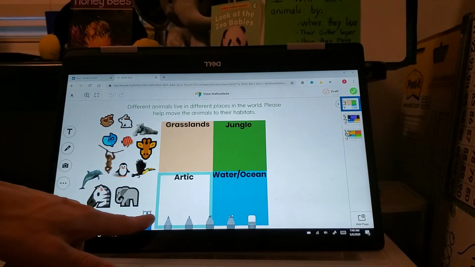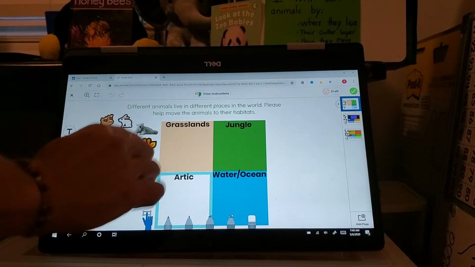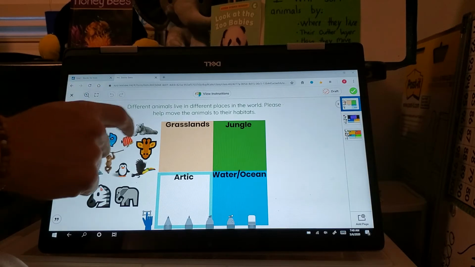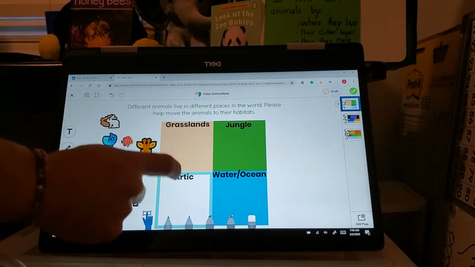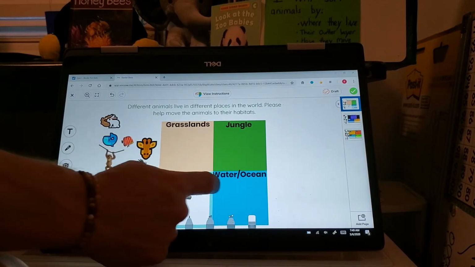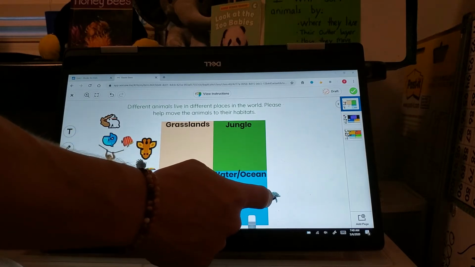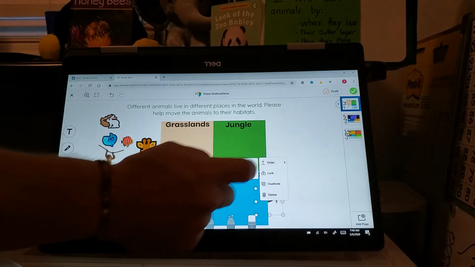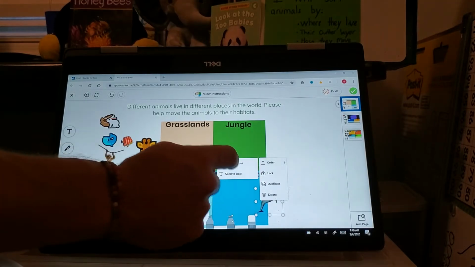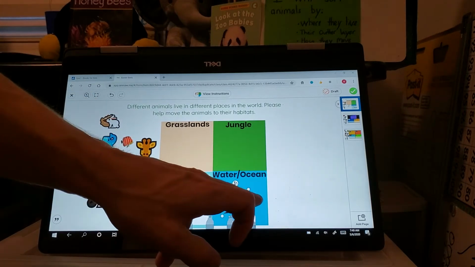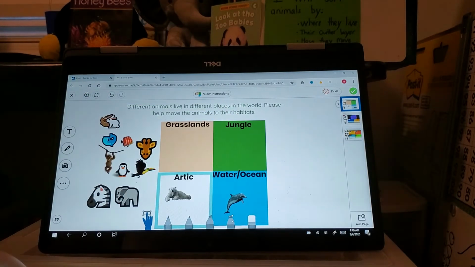What you're going to do is you're going to use your move tool and you're going to move the animals to where they live. All right? I want to see what you guys know. I know that this polar bear lives in the Arctic. I know that this dolphin, I'm going to put it over here. You know, if you ever have that problem, guys, you can do order and say bring to front, and then it'll show up. All right? That's what those little dots on the side are for. That's why I'm glad we do these together.